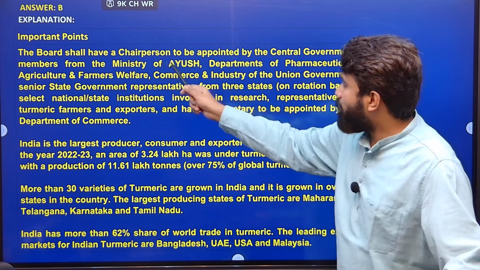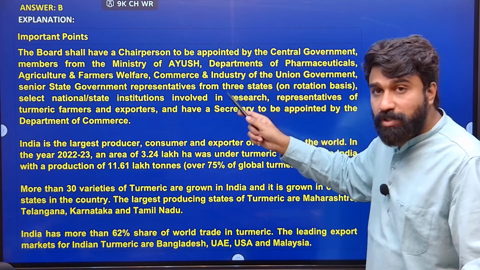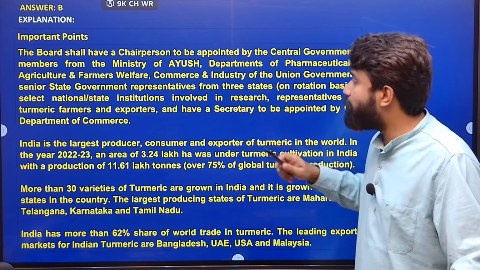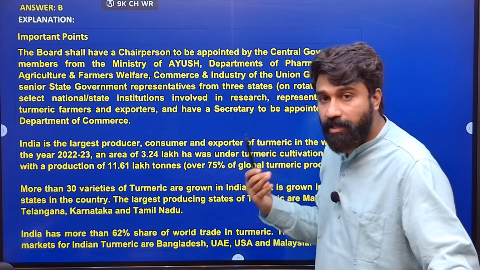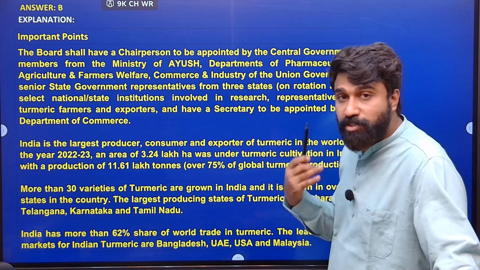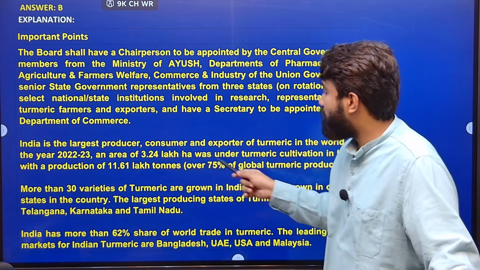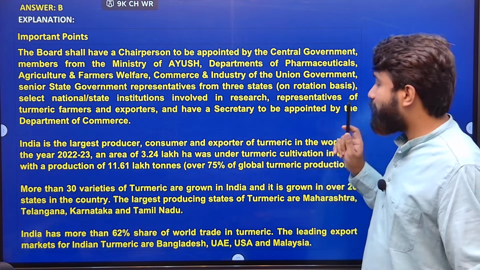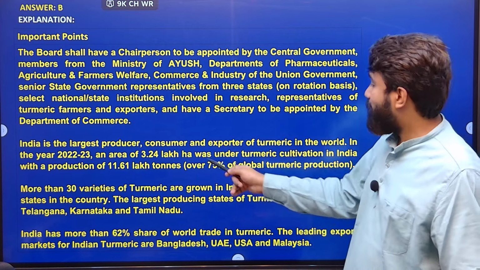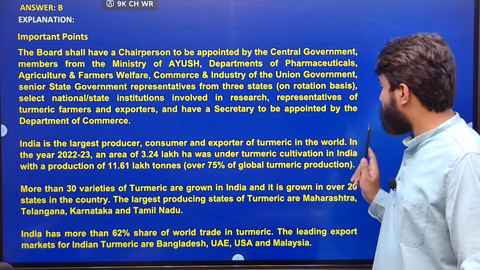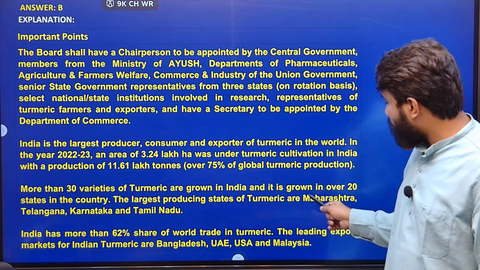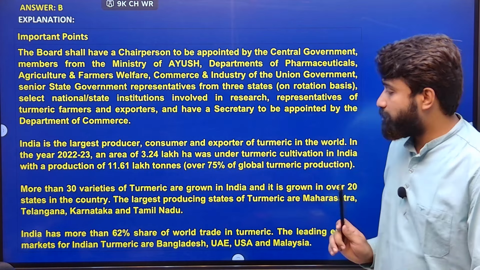So, this turmeric board is chaired by a person who is appointed by the central government, and members are drawn from various ministries, Ministry of Agriculture and Farmers Welfare, and other state government representatives, and farmers are also involved here, and exporters are also involved here, and research institutes are also involved here. Next, India is the largest producer and exporter of turmeric in the world. In the year 22-23, an area of 3.24 lakh hectares was under turmeric cultivation in India. And next, more than 30 varieties of turmeric are grown in India, and it is grown in many states in the country, that is more important.